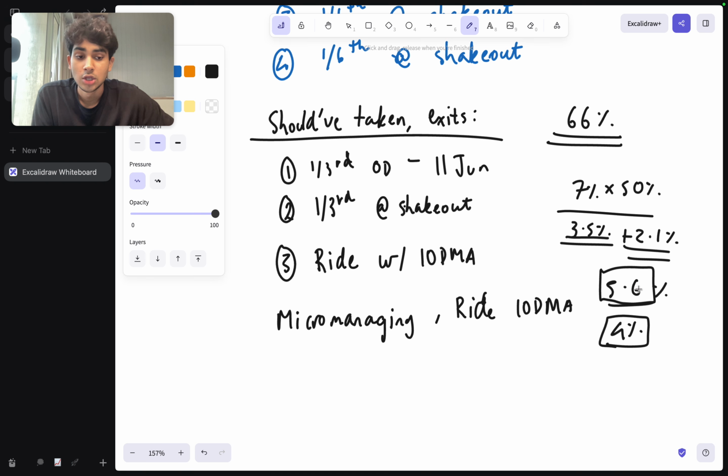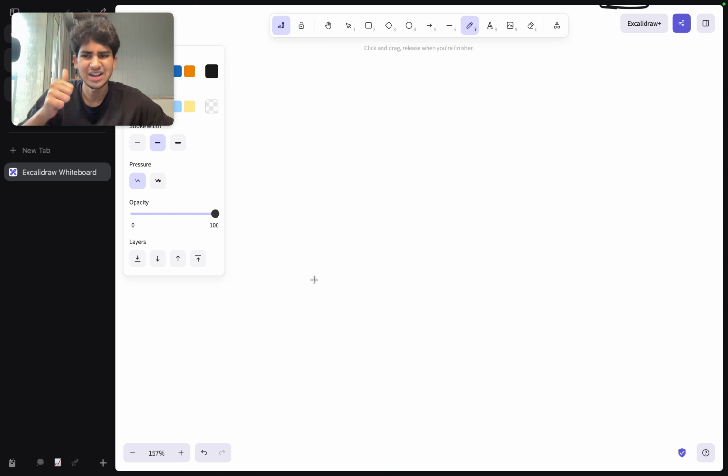Less than this also. So I lost 1.6% impact because I was unable to ride the 10-day moving average. So, what are the key mistakes and the key learnings? Firstly, good entry, fantastic setup, very good identification.